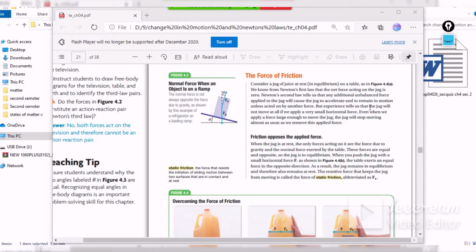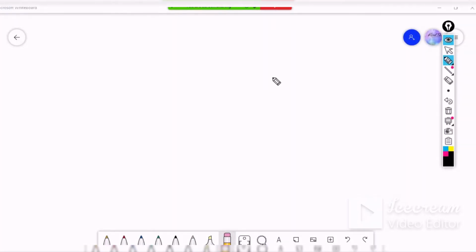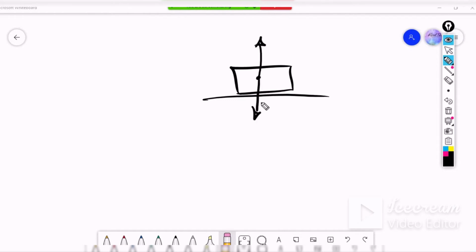Let's start. At the beginning, guys, if you remember, Newton's first law said that if we have an object at rest, this object will be in equilibrium. It means we have a normal force and we have weight. All of them will make this object at rest, and the net force will equal 0. That is the first law of Newton.